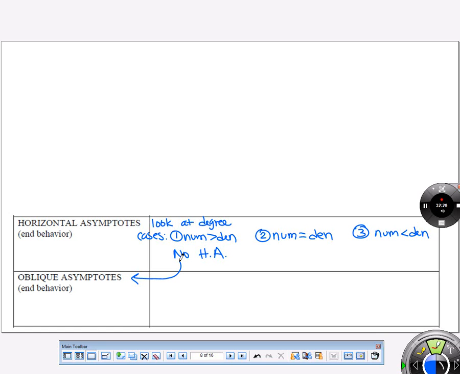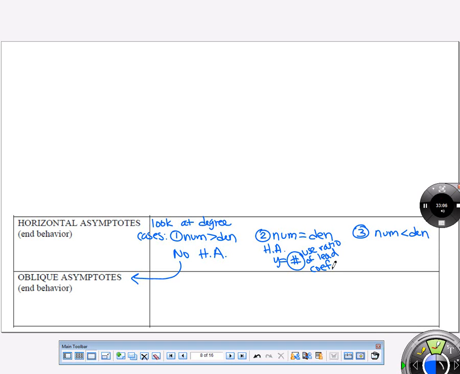Second case, numerator and denominator have the same degree. Keelan. At both ends, it levels out to the same number, so there is a horizontal asymptote. It'll be y equals some number. How do you determine that number? Anna? Good. Use the ratio of the lead coefficients.